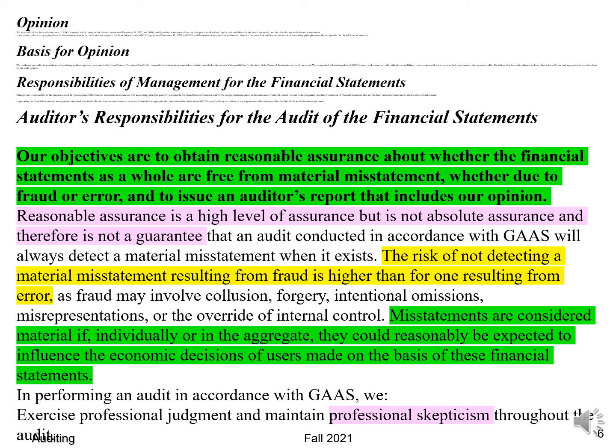Here's a definition of materiality. Misstatements are considered material individually or in aggregate. They could reasonably be expected to influence the economic decisions of users made on the basis of these financial statements. So misstatements are material if they could reasonably be expected to influence the economic decisions of somebody relying on these financial statements. And then I see professional skepticism in lavender. That's a biggie. We'll have to learn that for the first test.